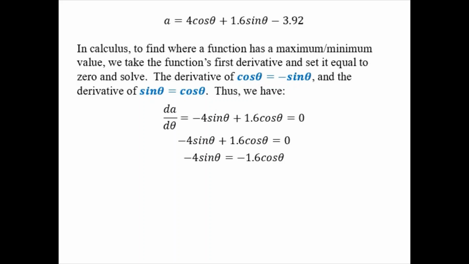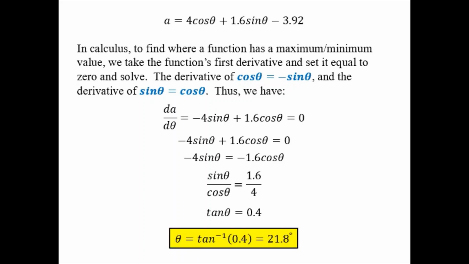Now, if you think back to your trigonometry, sine over cosine is tangent. So if we divide both sides by cosine and then divide both sides by negative 4, we end up with sine theta over cosine theta equals 1.6 over 4, right? And of course that's tangent, and so the inverse tangent of tangent theta is going to give us our answer. So theta here is going to be the inverse tangent of 0.4, and we get 21.8 degrees.